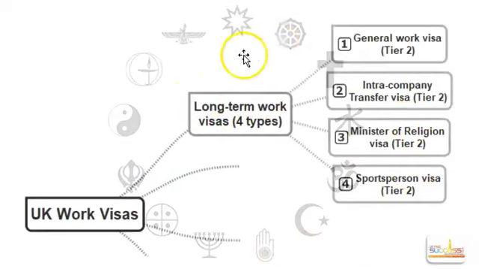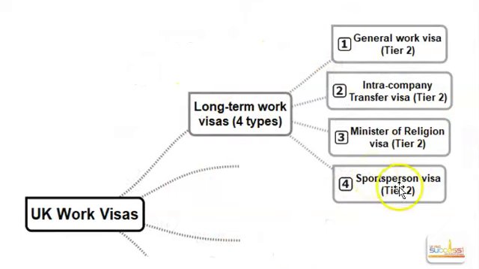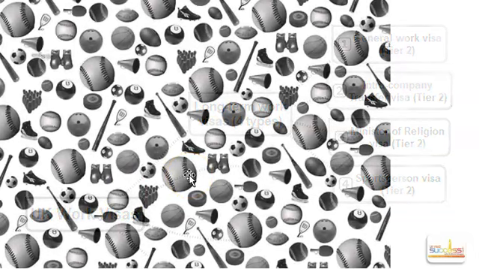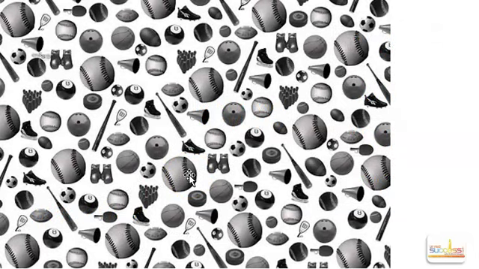And the last long-term work visa is called a sports person visa. This is again points-based system application tier 2, and this route is for you if you are an elite sports person or a qualified coach who is recognized by the sports governing body as being at the highest level of your profession internationally, and your sports governing body is endorsing your application.